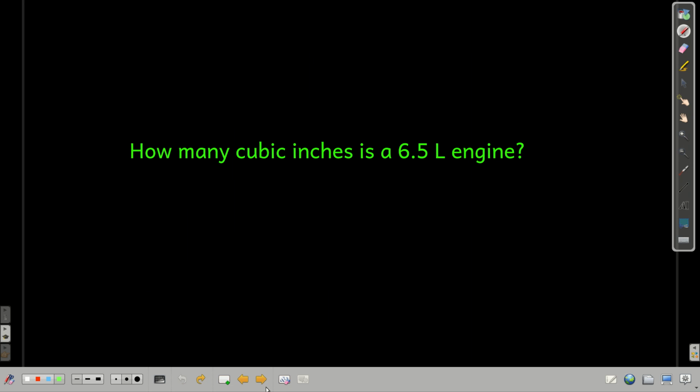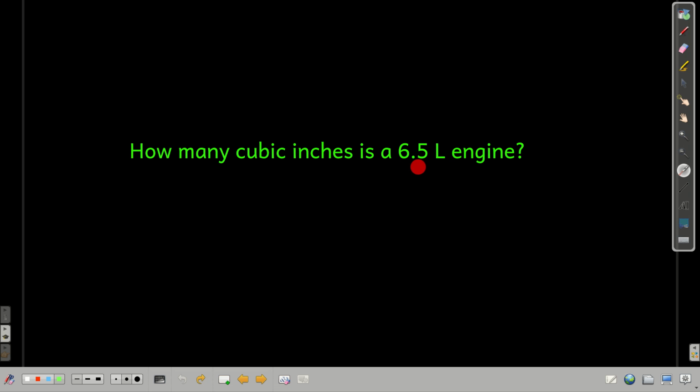Now let's do an example. Let's say we wanted to know, there's an engine, 6.5 liters. If you're old school, you think about cubic inches instead of liters. So how many cubic inches is a 6.5 liter engine? Well, let's walk through our steps. First step, what units will our answer be in? Well, cubic inches, because that's what we want to find. That's our unit. We want to find the number that goes in front of cubic inches. What's our starting point? What do we want to convert into cubic inches?